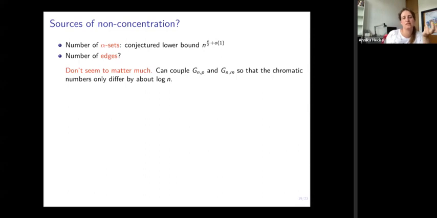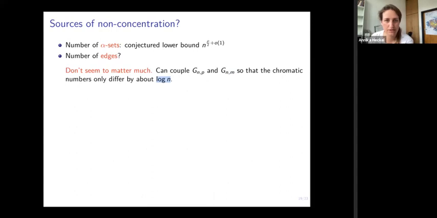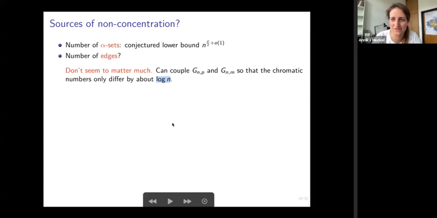There's a coupling argument that shows that you can couple the GNP with the corresponding GNM, so that their chromatic numbers only differ by about something of order log n. So this doesn't seem to introduce much variation. I don't think it actually introduces any variation, but it varies by at most log n. Actually, Alex Scott came up with this argument, even though the last time I gave this talk, he had forgotten about that.